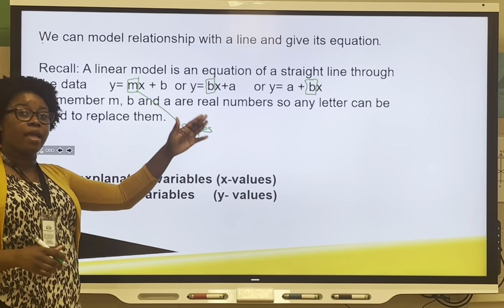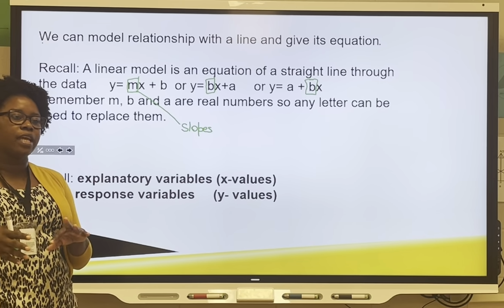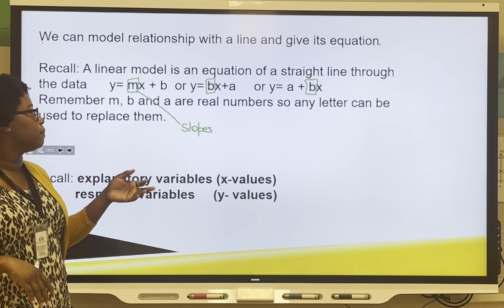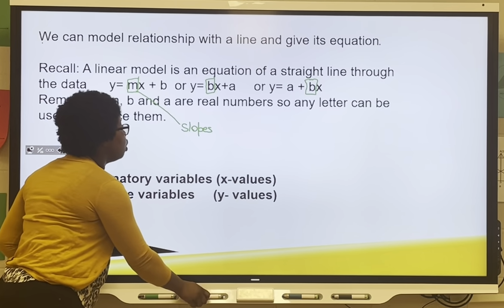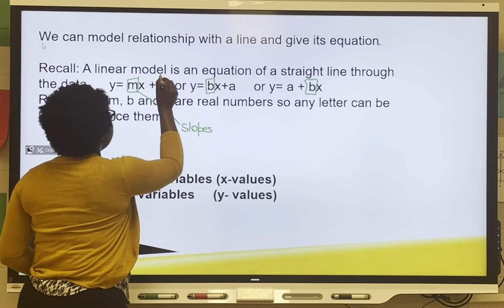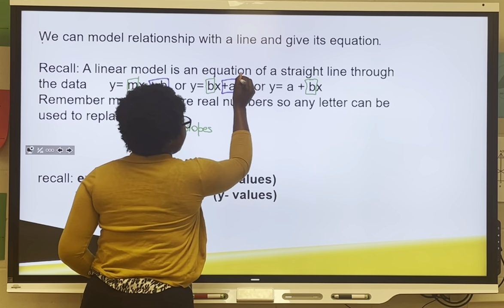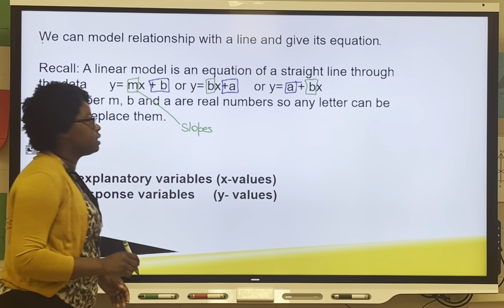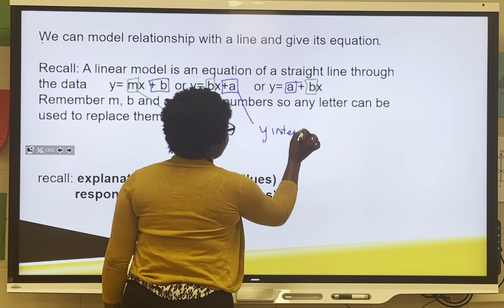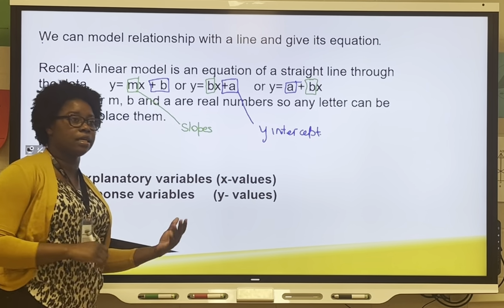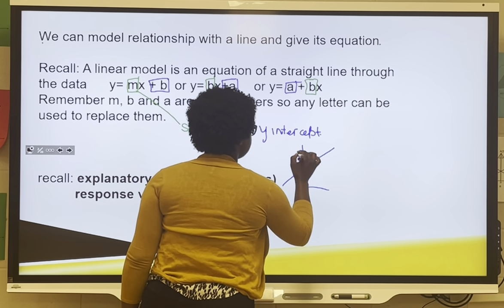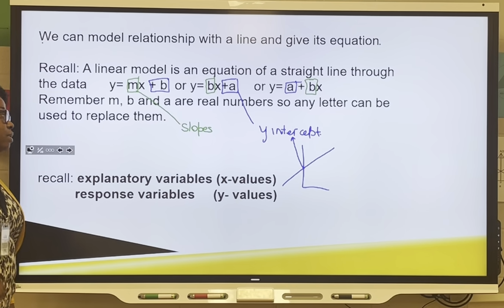So regardless of where they are in your equation, once it's a coefficient of the x term, it is the slope of the equation. Whatever you see standing on its own, meaning b, a, and a, we say those represent the y-intercepts. And the y-intercept is basically your starting point or the initial point of your graph where the line crosses the y-axis. So right here represents your y-intercept.